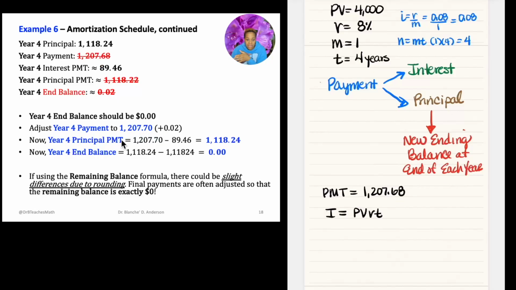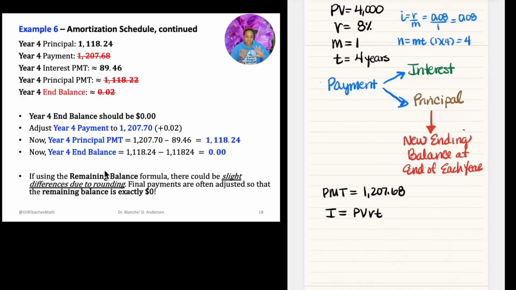$1,207.70. Why? Because when we subtract our interest, we want to make sure that whatever you have left over is going to cover what you're supposed to cover and not anything more or anything less. So we adjusted your payment. We added the 2 cents to it. We subtracted what we get, the $89.46. That leaves you with the $1,118.24. And when you subtract that, right, you have 0.